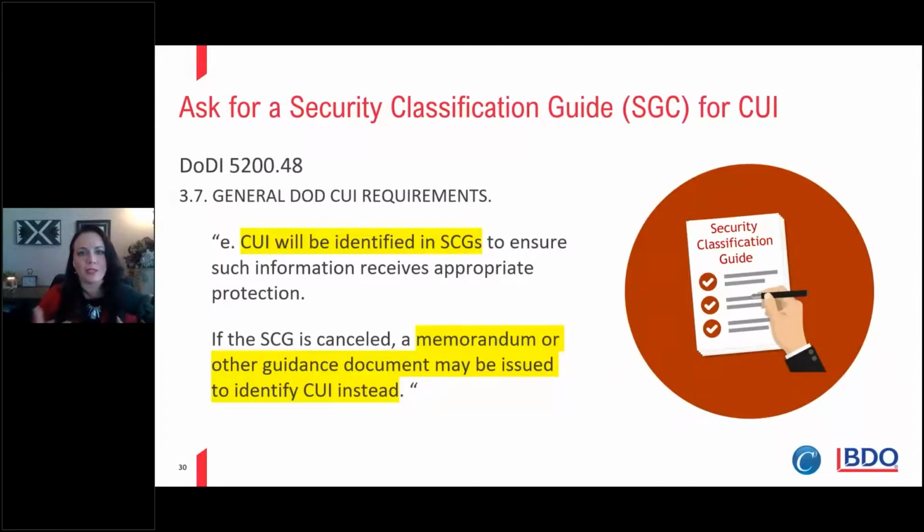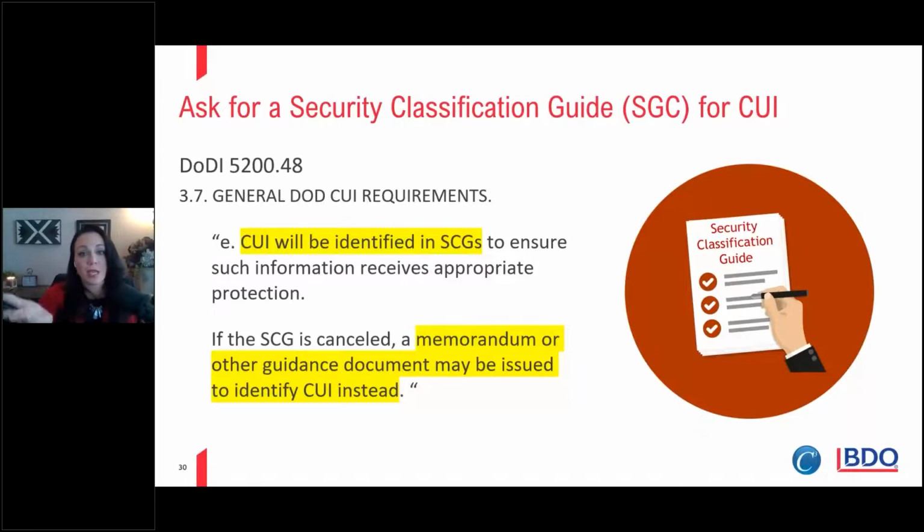So where does the DODI instruction say this? When you ask for an SCG, the specific clause you're going to be pulling this out of in the DOD instruction is 3.7, General DOD CUI requirements. Subsection E says, CUI will be identified in SCGs to ensure such information receives appropriate protection. And if the SCG is canceled, a memorandum or other guidance document may be issued to identify CUI instead. It says it in the DODI in black and white.